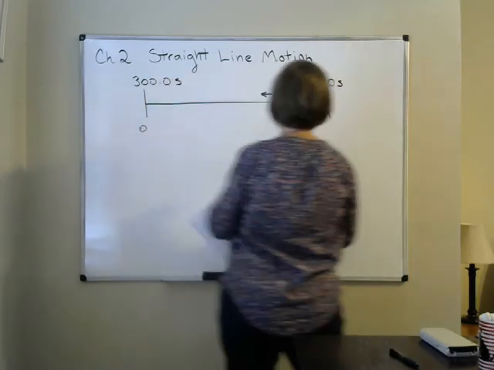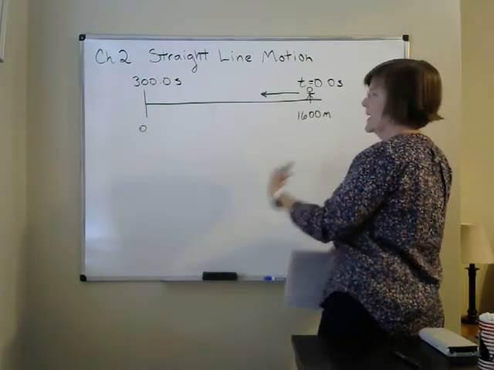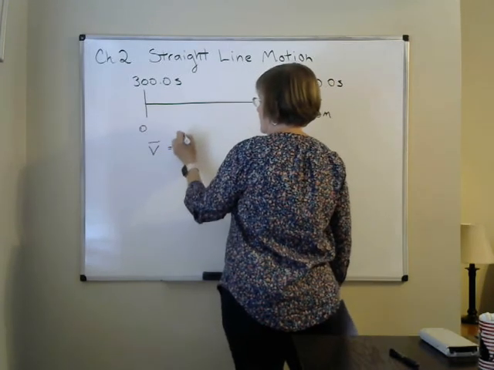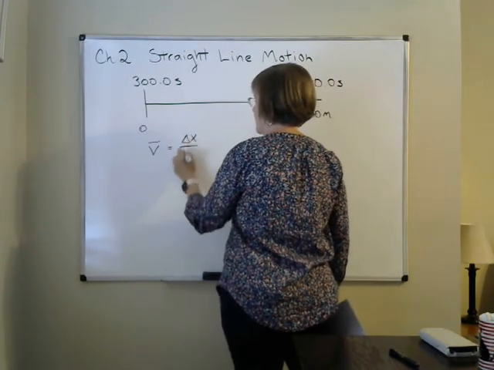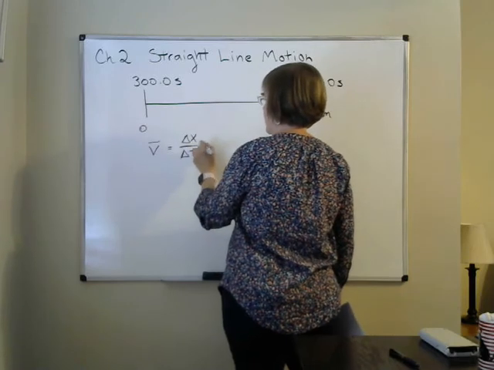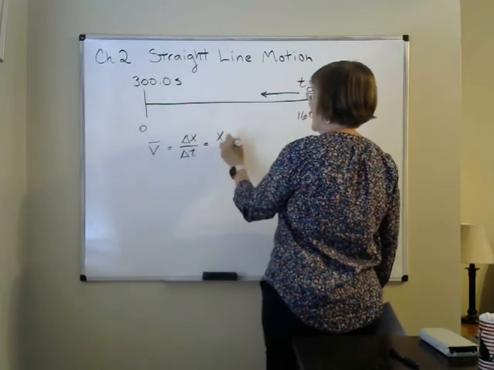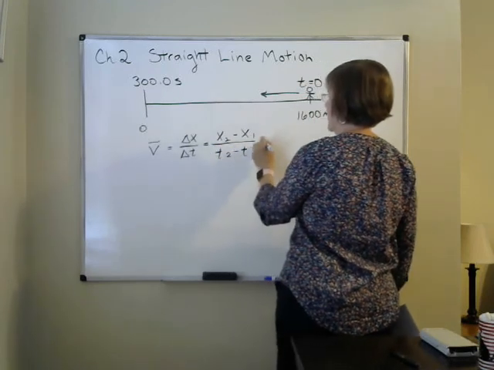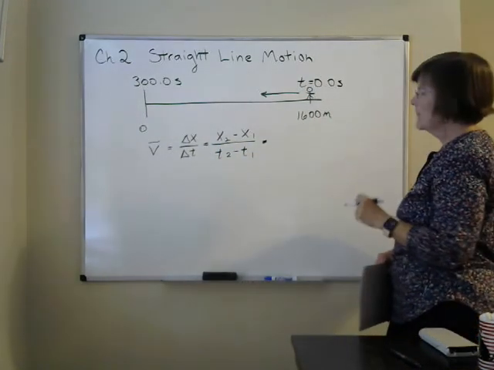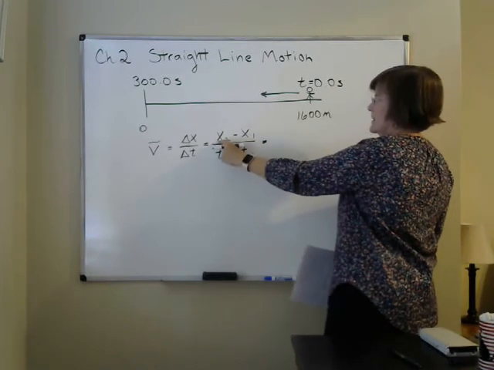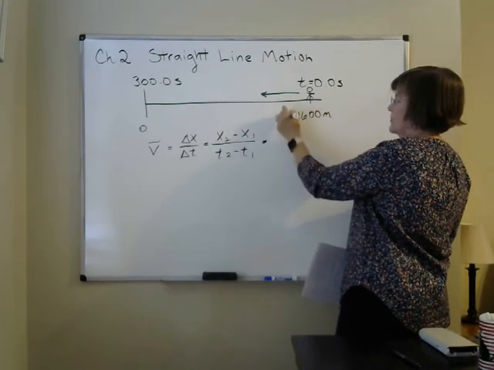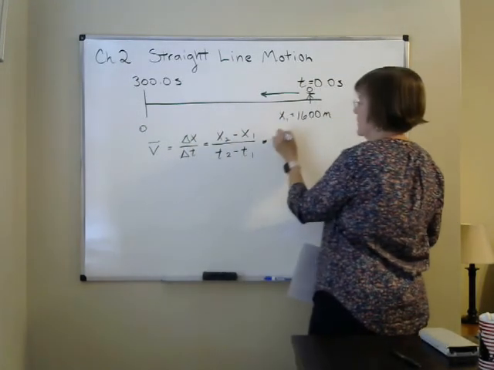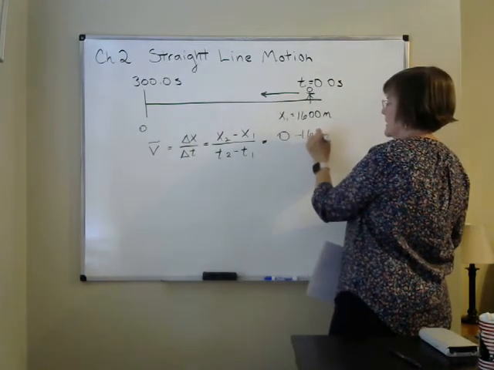300.0 seconds. If I said, what's the average velocity? Change in x, change in time, or x2 minus x1, t2 minus t1. Well, the final position in this case, this would be x1. He's starting here. This would be x2. So we get 0 minus 1,600 meters.